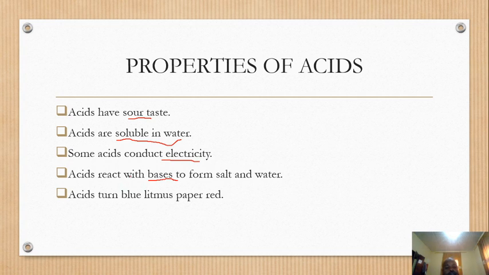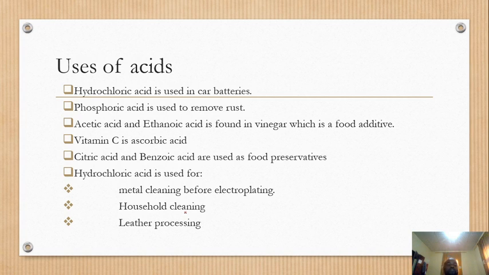So these are the properties of acids. It tastes sour, it's soluble in water, it conducts electricity, and it reacts with bases to form salt and water. Salt is milh. Acids turn litmus paper. So these are the properties of acids. You need to know them. Uses of acids. Acids have some uses.